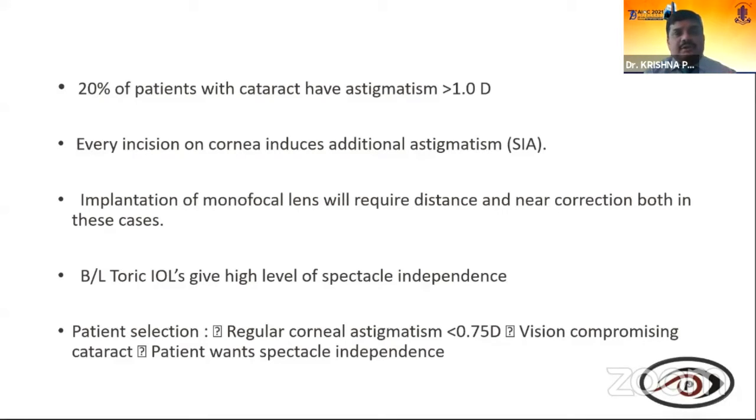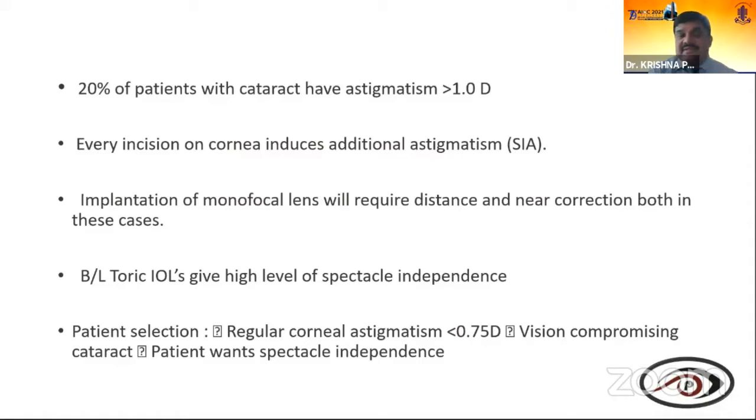Every incision on the cornea induces additional astigmatism, that is surgically induced astigmatism. Implantation of a monofocal lens will require both distance and near correction in these cases. But we have been implanting bilateral toric IOLs, which gives a high level of spectacle independence.